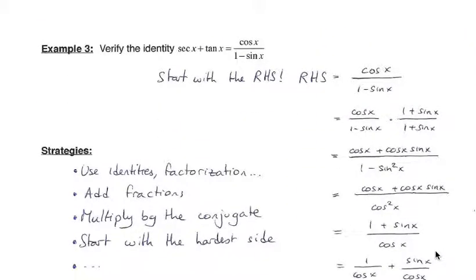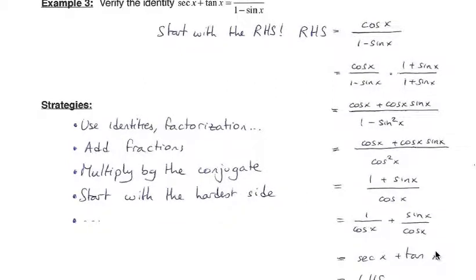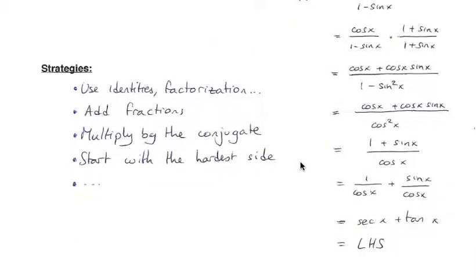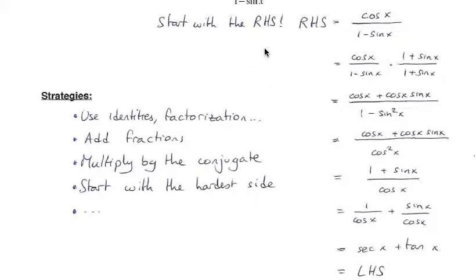In example 3, we have to write secant x plus tan x and show that it's equal to cosine x over 1 minus sine x. So this time, that's important to realize that you can also start with the right-hand side if you want. If you think it's going to be easier, then just start with the right-hand side. Here, right-hand side equals cosine x over 1 minus sine x, and this time I wrote it vertically until I reached LHS. Cosine x over 1 minus sine x.